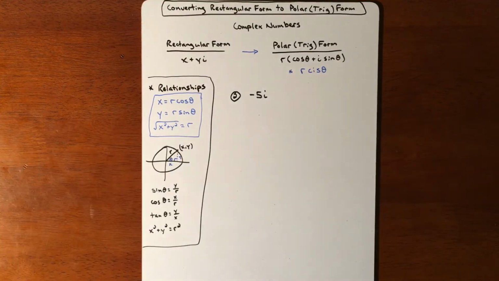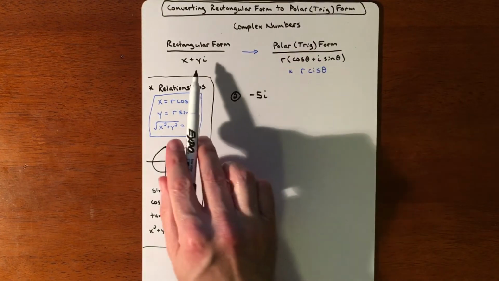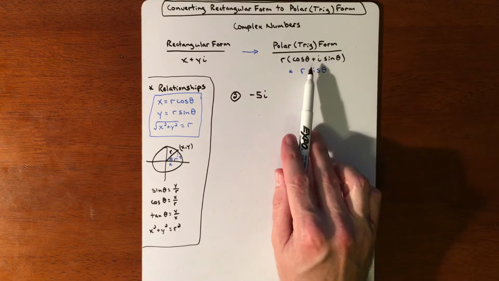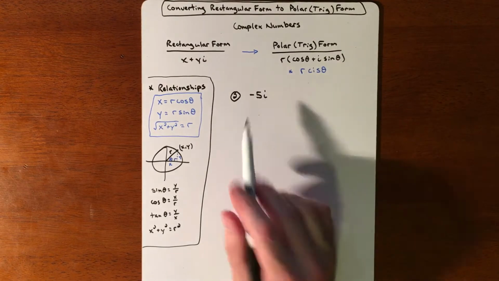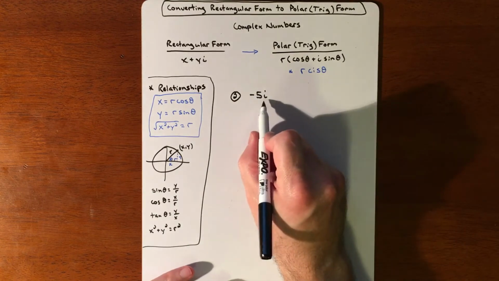So we're continuing our converting rectangular form to polar form, which basically means we're taking our complex number and converting it into a polar version of that. So we have some information, but we may not need any of it. We're going to draw a picture and see what we have.